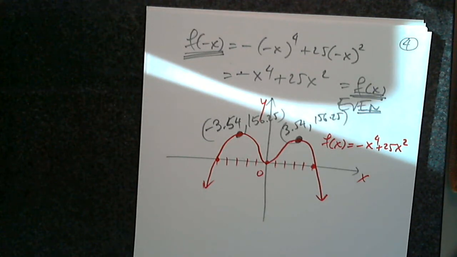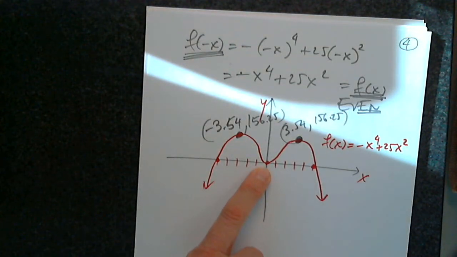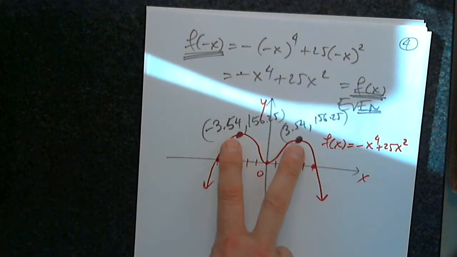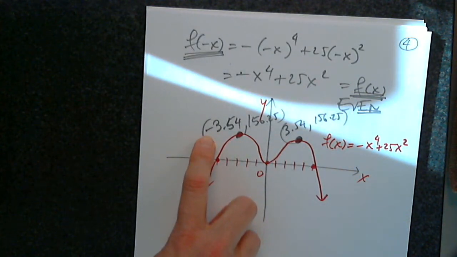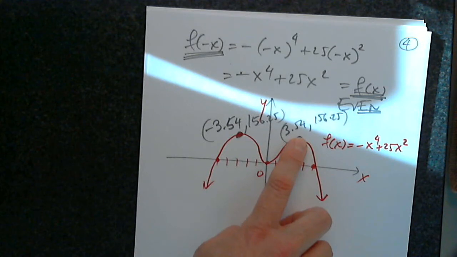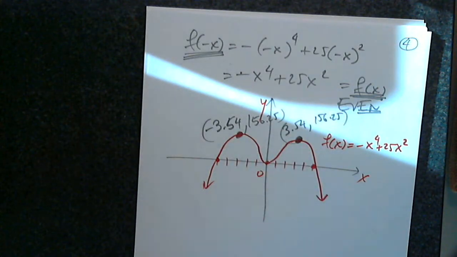Anything else on problem 3? Yes. So the maximum will be the 156 and the minimum will be 0? No, the minimum is 0, 0. The local minimum. Yes, very good question. The local minimum is 0, 0, and there are 2 local maxima. One at -3.54 and the other one at 3.54, and both of them, of course, are 156.25. Very good question. Thank you.